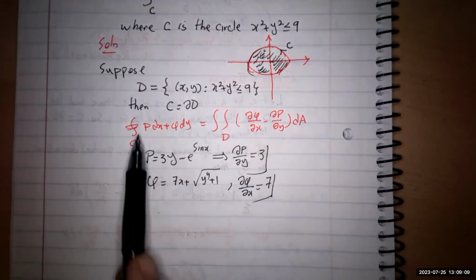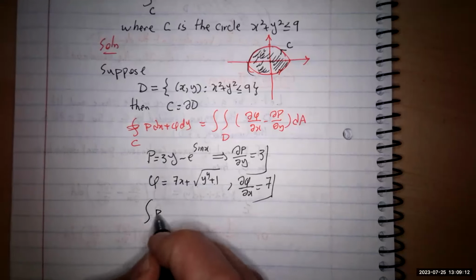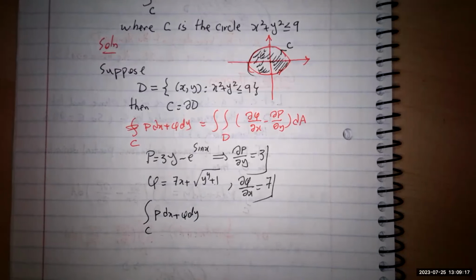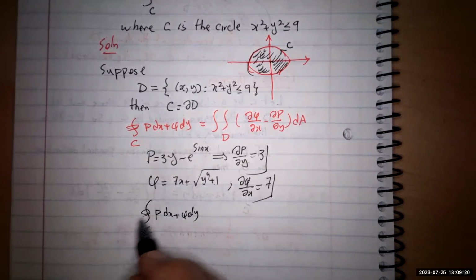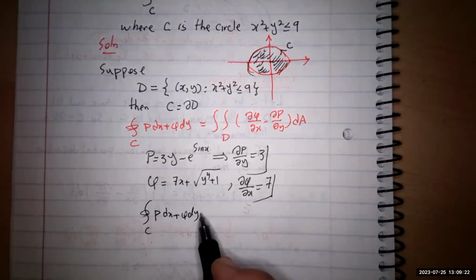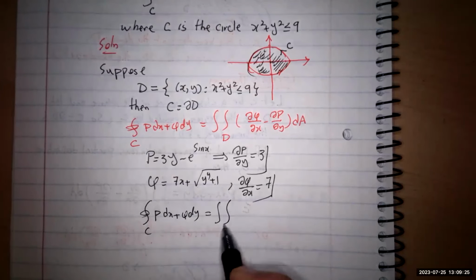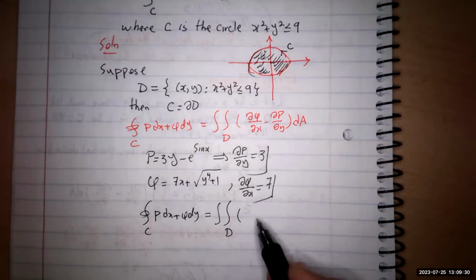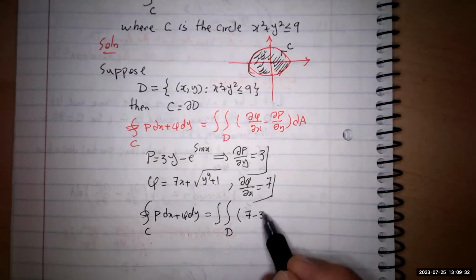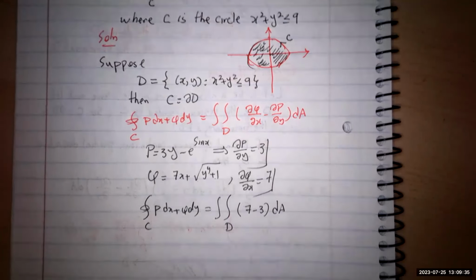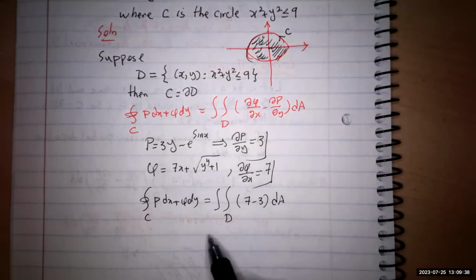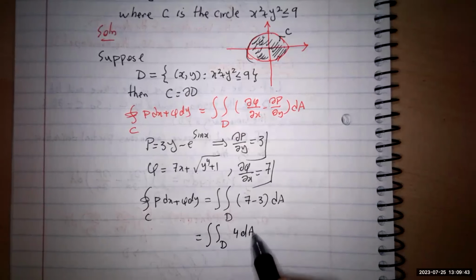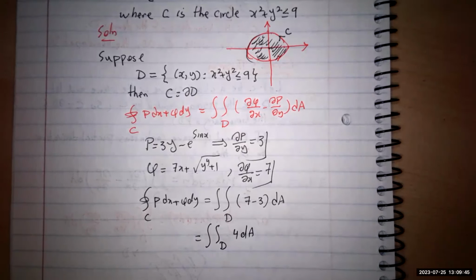So go back. The integral of P dx plus Q dy in question, it doesn't matter whether you write this one or not, is now going to be equal to the double integral on the domain D of the difference of ∂Q/∂x minus ∂P/∂y, which is 7 minus 3, then the differential of the area. Now this is simply the double integral on the domain D of 4 dA. But what is your domain? Your domain is a circle.